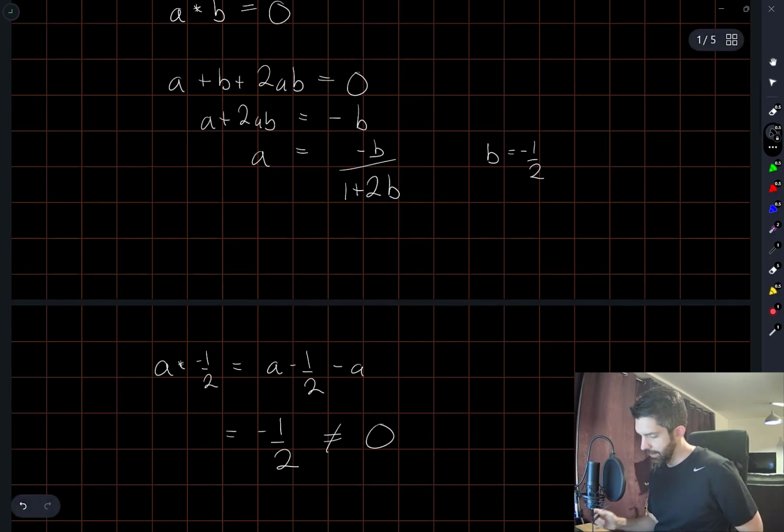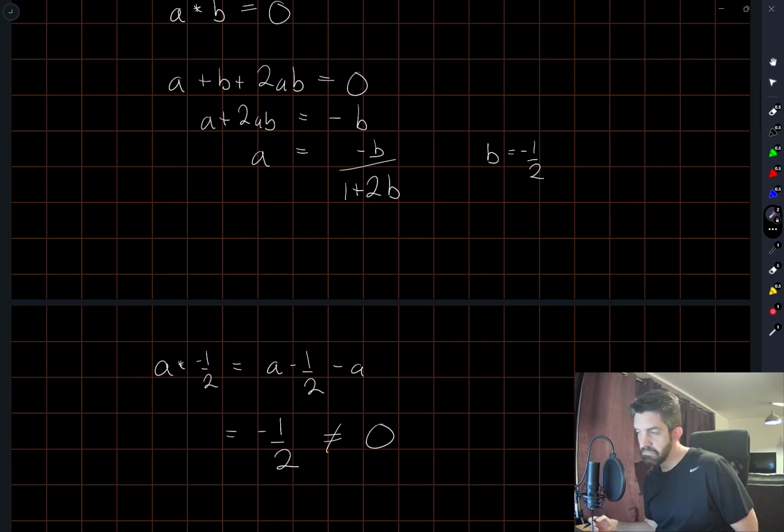But every rational has an inverse given by this, except for b equals negative a half. So only properties 1 and 2 are true. So in terms of the options we're given, this is option C: 1 and 2 only. That was a cool problem.